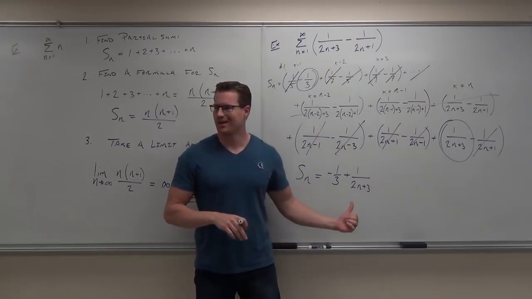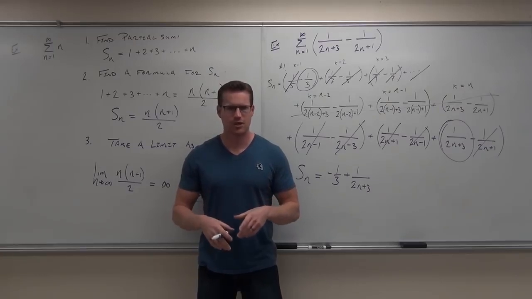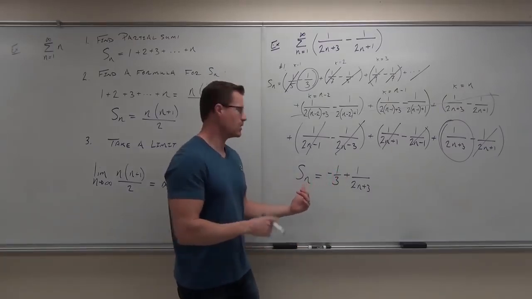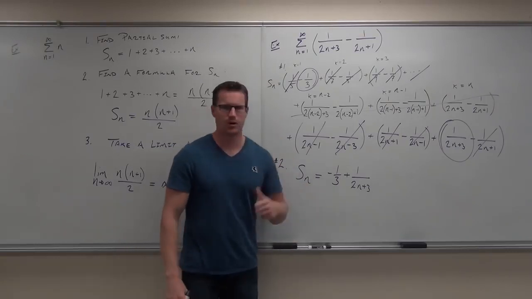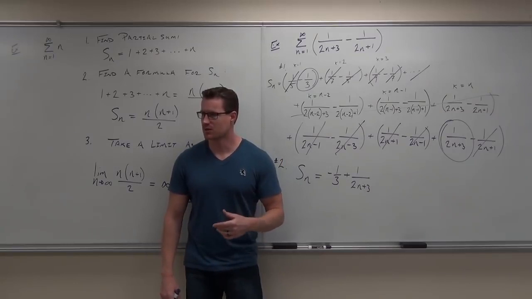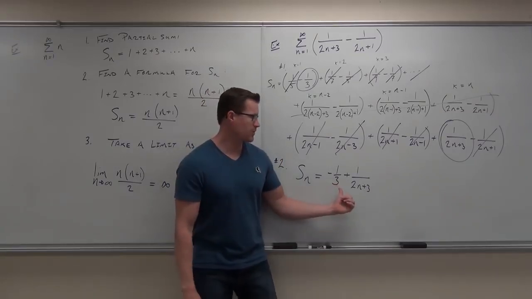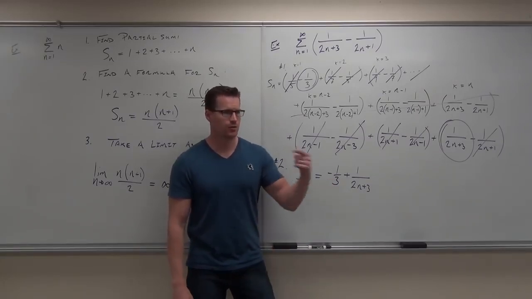Well, hey, look at that. Right now, we have a formula for our partial sums. This was step number 2. We created a formula for our partial sums. Isn't that kind of nice? If I say, I want the partial sum after the 10th term, here's what you do. You plug in 10 into the formula with negative 1/3. Done. That's it. Now, the question becomes, does this converge or does it diverge?